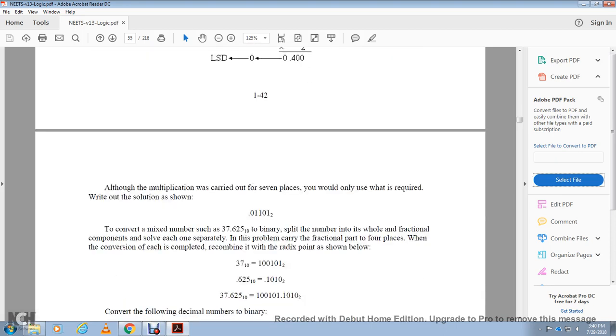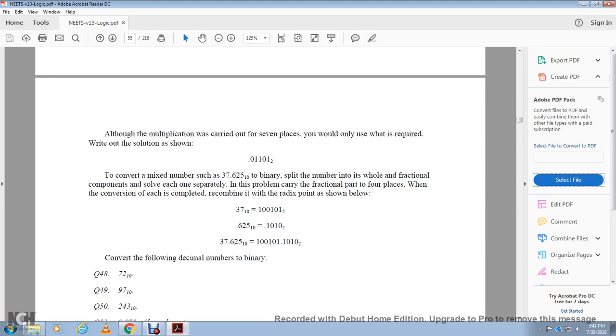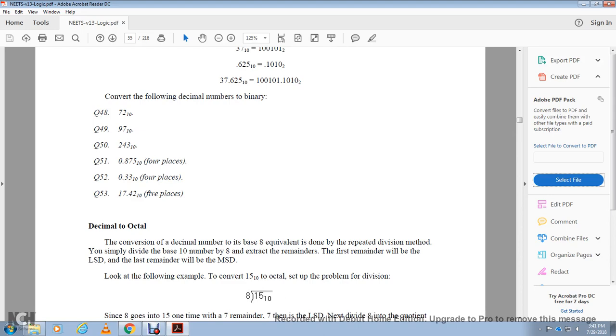Convert the mixed number 37.625 to binary. Split the number, then solve the fraction component separately from the whole number, carrying the fractional part to 4 places, and recombine them with the radix point shown. 37 in base 10 is 100101 in base 2. 0.625 in base 10 is 0.101 in base 2. So 37.625 in base 10 is 100101.101 in base 2.